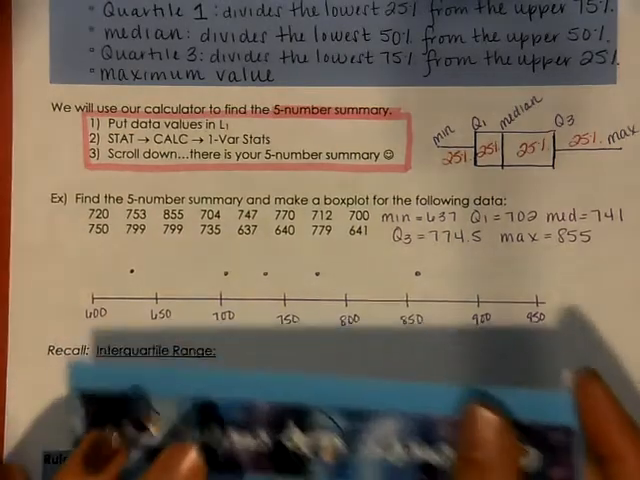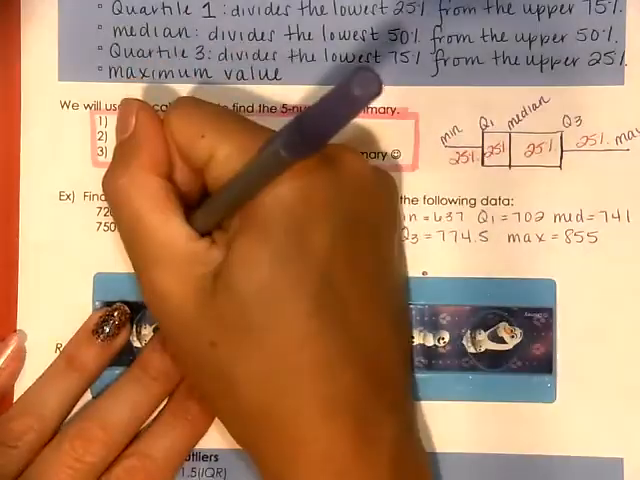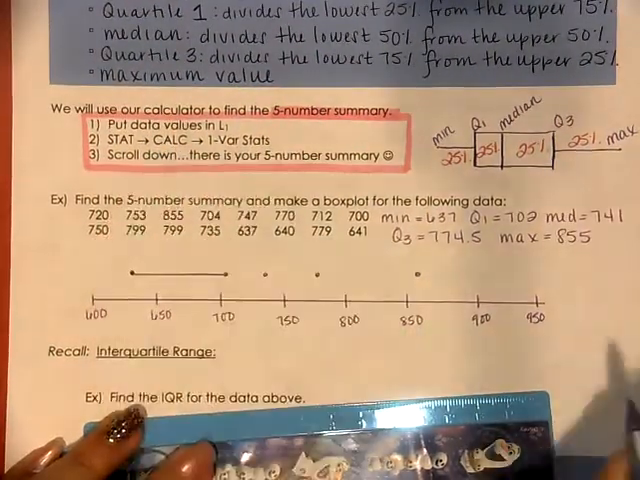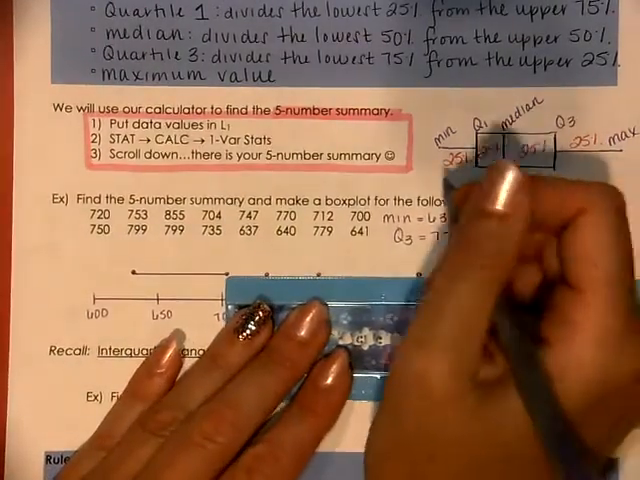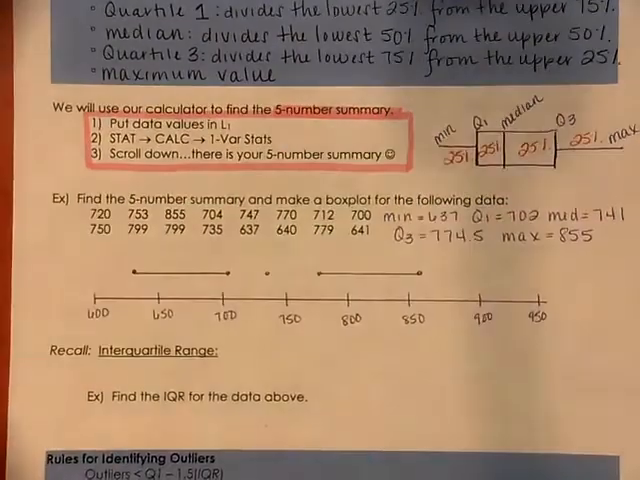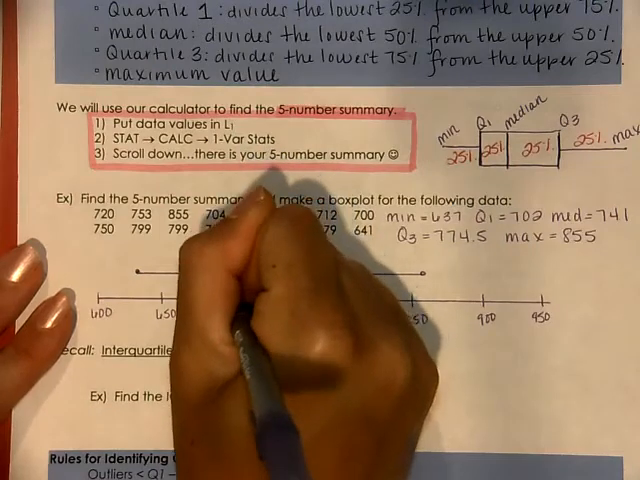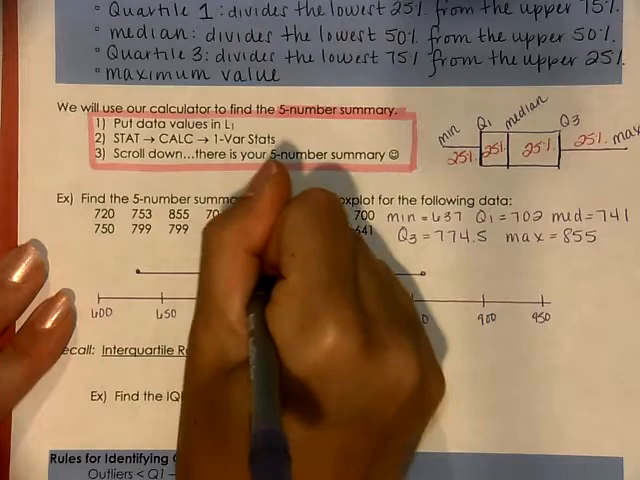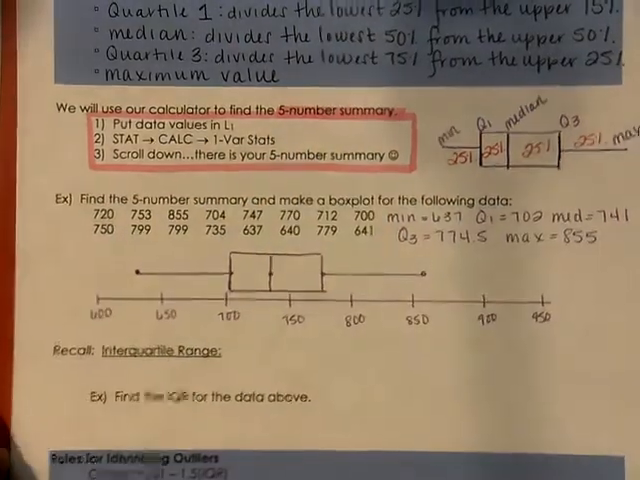Now, in order to create my box plot, I am going to connect my minimum with my quartile 1 to make the lower whisker, my quartile 3 with my maximum to make the upper whisker, and then I'm going to draw my box using my quartiles with a line through the median.